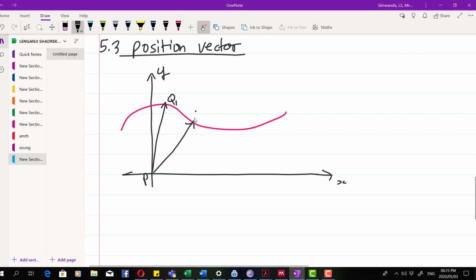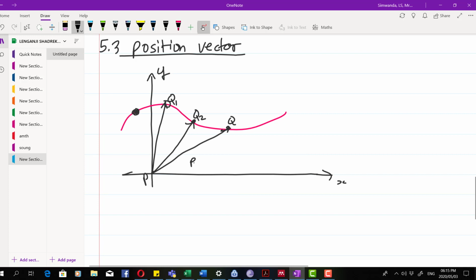So we can have the particle at Q1, we can have the particle at Q2. As it keeps on moving, this vector keeps on changing. That is what we call a position vector. It is actually giving the position of the particle as it's moving along the curve. So that is what we call a position vector.